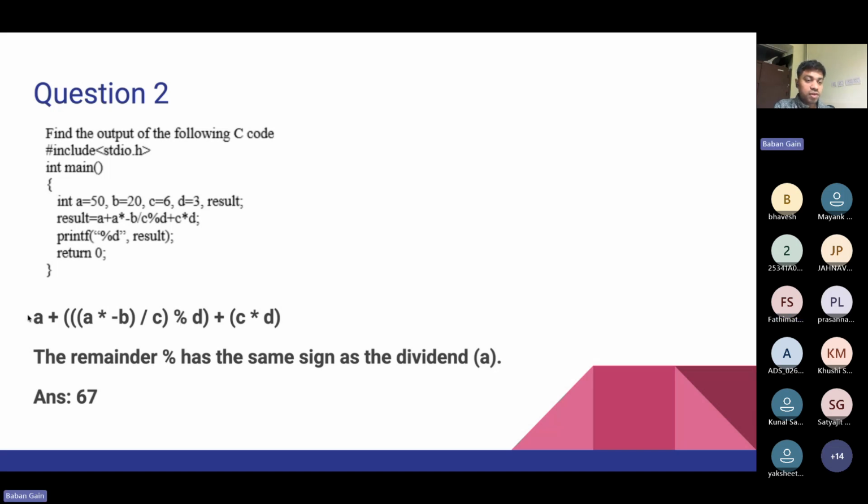So here we have 50 plus minus 1 plus we have C into D, which is 18. So 50 plus 18 minus 1 is 67. So yeah, 67 is the correct answer. Anyone have any doubt on this question? Please feel free to ask. I'll repeat again.